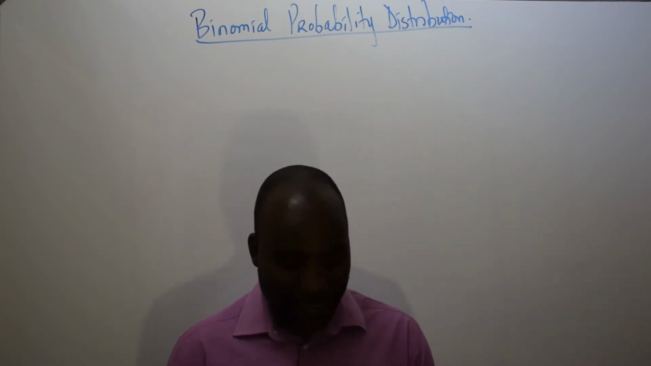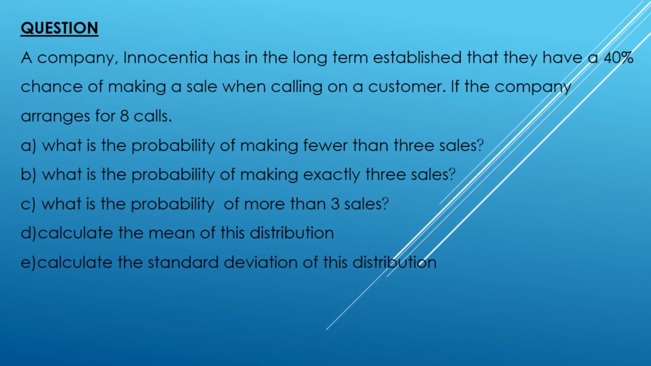A company in Essentia has in the long term established that they have a 40% chance of making a sale when calling a customer. If the company arranges for 8 calls, what is the probability of making exactly 3 sales? Number B, what is the probability of making fewer than 3 sales? What is the probability of more than 3 sales? Calculate the mean for this distribution. Calculate also the standard deviation for this distribution.